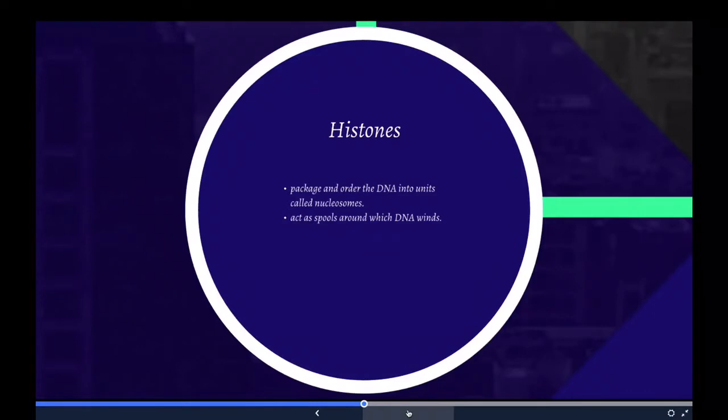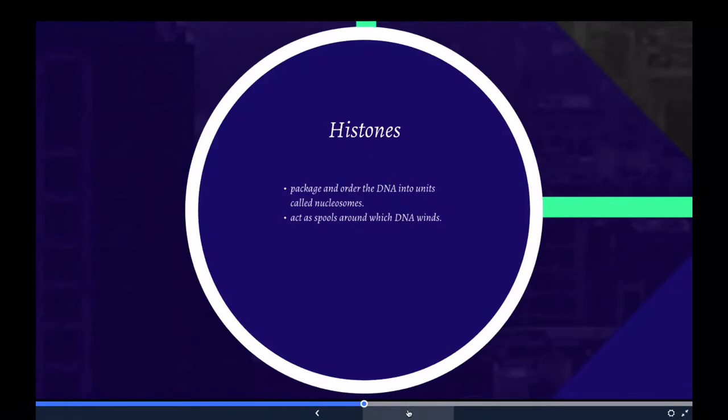Histones are highly alkaline proteins found in eukaryotic cell nuclei that package and order the DNA into structural units called nucleosomes. They are the chief protein components of chromatin, acting as spools around which DNA winds and playing a role in gene regulation. Without histones, the unwound DNA in chromosomes would be very long.